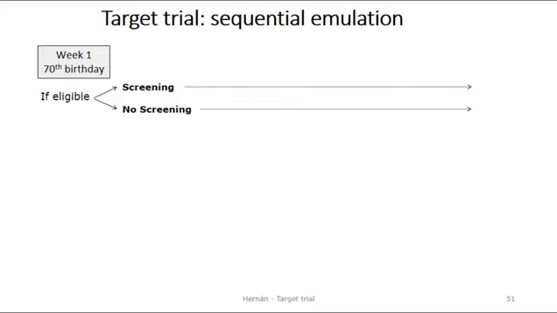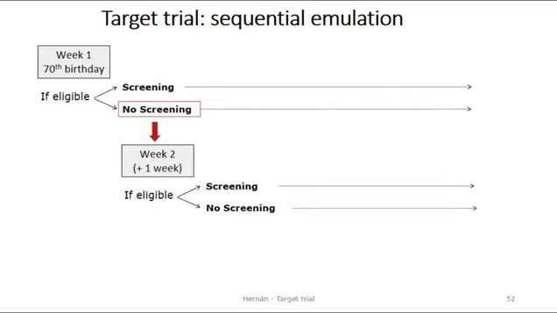Let me show you how this is done. We start with an individual age 70. So this is the week of her 70th birthday. If the person meets the eligibility criteria, we put them in the target trial that starts that week and assign them to either screening or no screening. Now, among those who were not screened, we go to the next week. And if the person still meets the eligibility criteria that week, we put that person in the target trial that we are emulating for that week and put that person in either the screening group or the no-screening group. And we keep doing that.